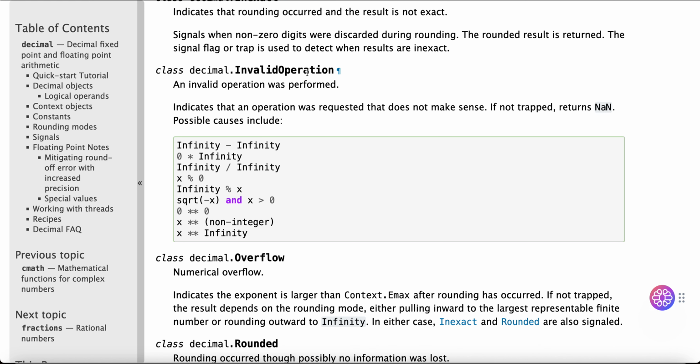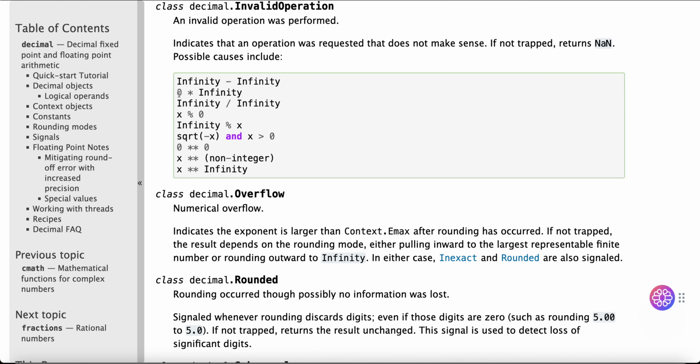Class decimal.InvalidOperation: an invalid operation was performed. Indicates that an operation was requested that does not make sense. If not trapped, returns NaN. Possible causes include Infinity - Infinity, 0 * Infinity, Infinity / Infinity, x % 0, Infinity % x, sqrt(-x) and x > 0, 0 ** 0, x ** (non-integer), x ** Infinity.